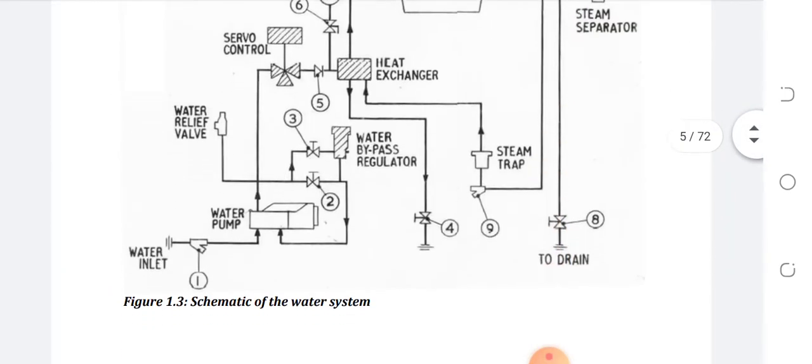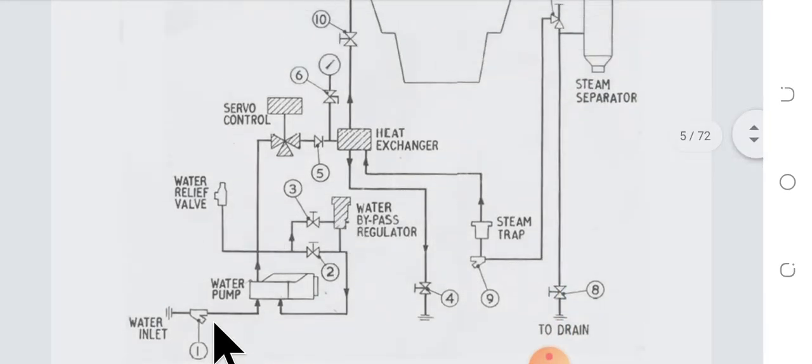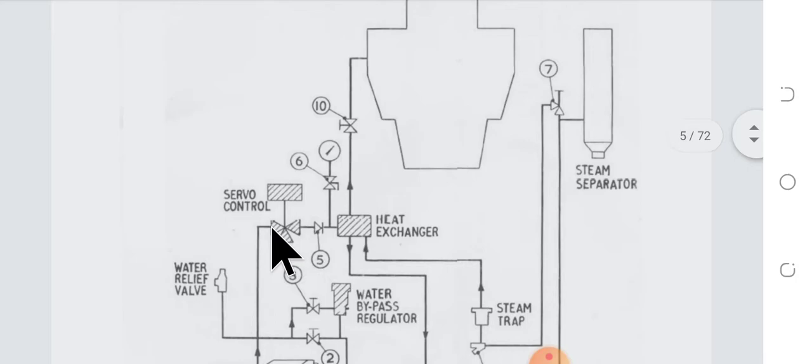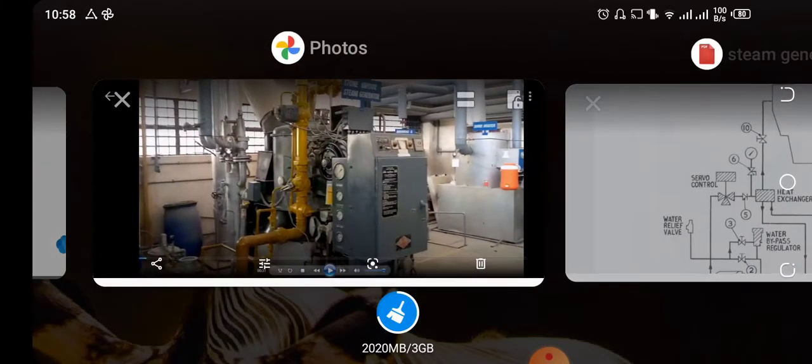Now coming towards the water flow. The water is coming from the initial feed water tank, as well as the return water coming from the condenser. So the pump sucks the water and pushes it toward the servo control. The servo control also controls the amount of water that needs to go into the boiler. After that, it goes into the heat exchanger that I showed in the video.